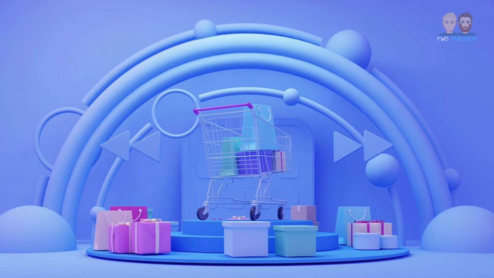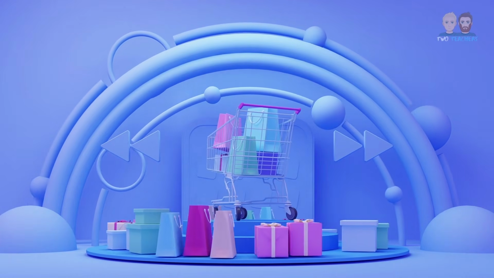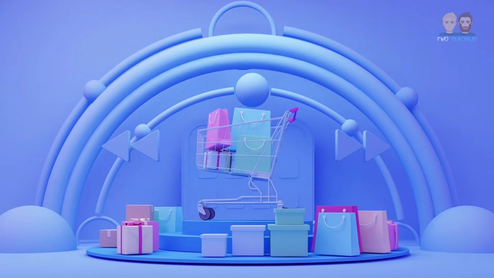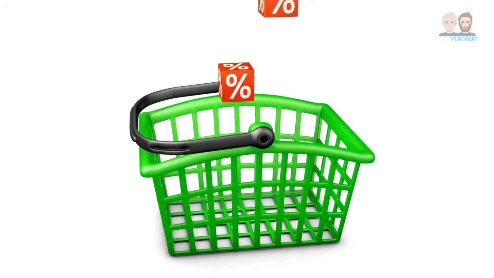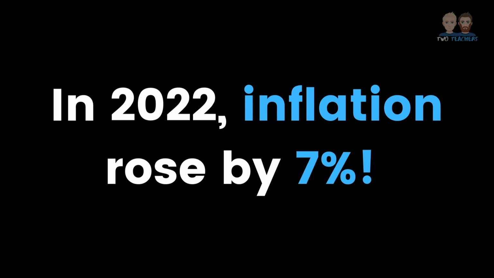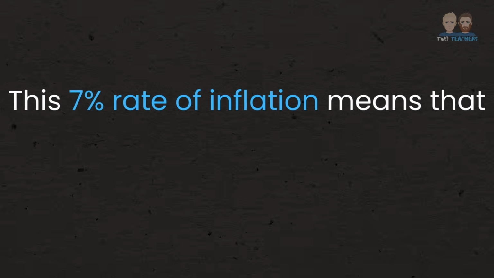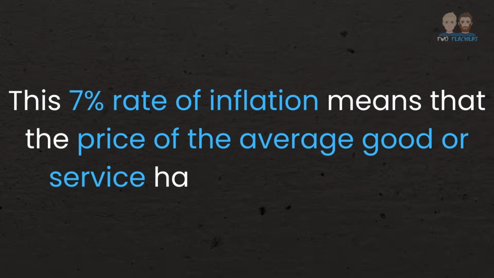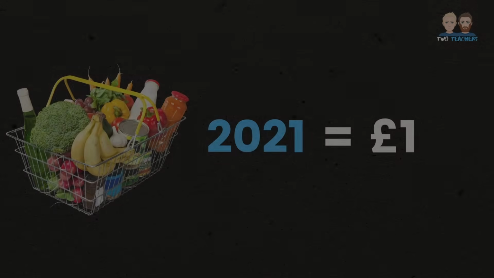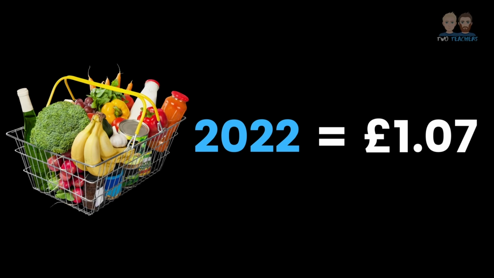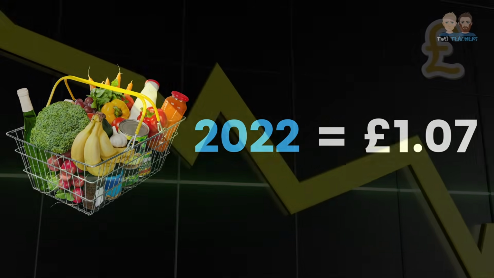The Consumer Prices Index works by measuring how the price of a common collection of consumer goods changes over a set period of time and is represented as a percentage. For example, in 2022, inflation rose by 7% in the 12 months to March, which is the fastest for 30 years, and according to the Office for National Statistics, the largest contributors to this growing inflation were increased fuel prices and energy bills. This 7% rate of inflation means that the price of the average good or service has increased by 7%. For example, if a product was £1 last year, it would now be £1.07.